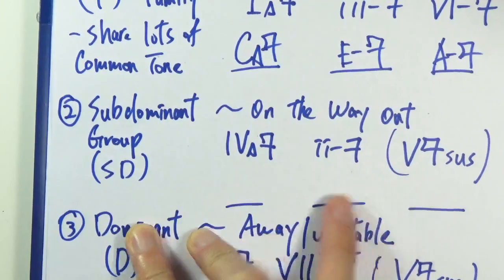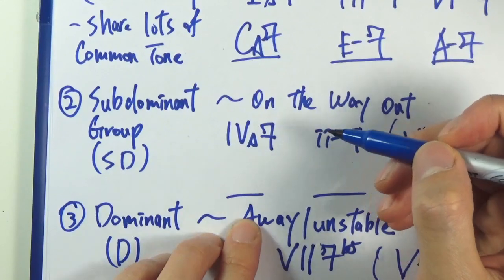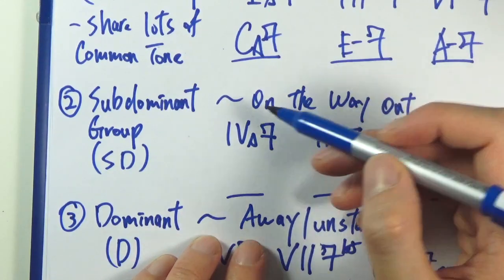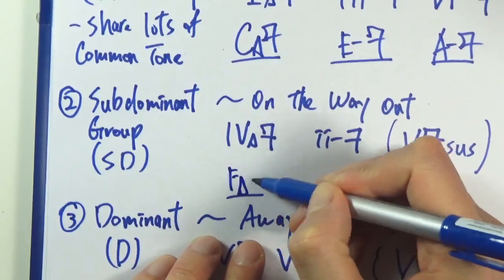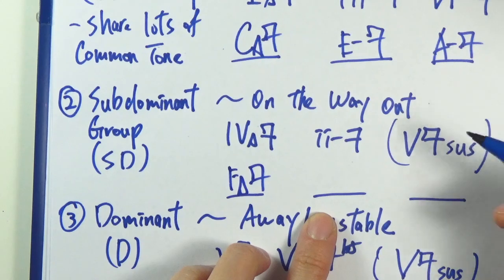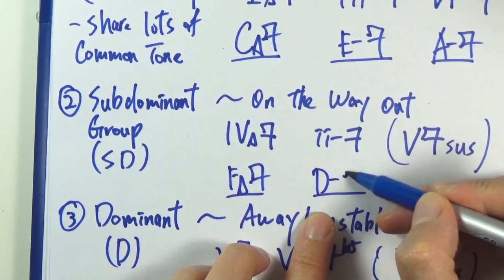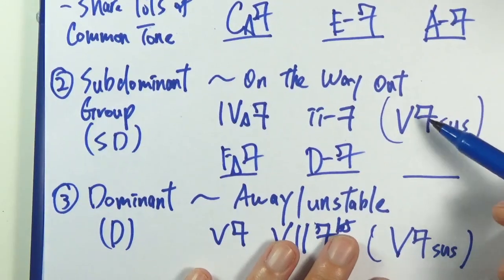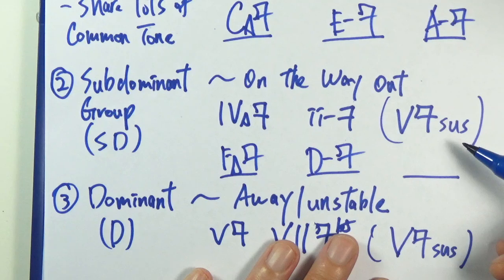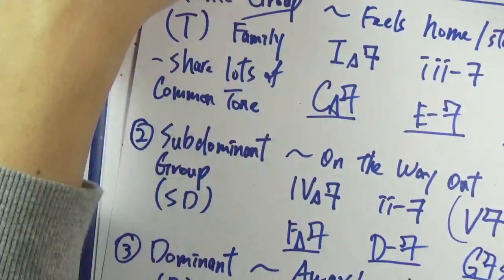Okay, so you're on the way out, and we have 3 chords in this case. We have 4 major 7. So 4 major 7 would be the F major chord in this case, and we have 2 minor 7, which is the D minor, and we can also actually have 5 7sus. Okay, it is quite commonly used as well. So G7sus.